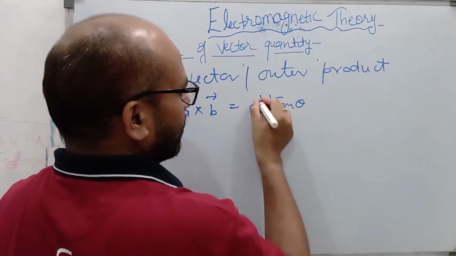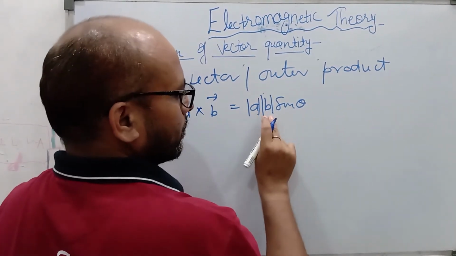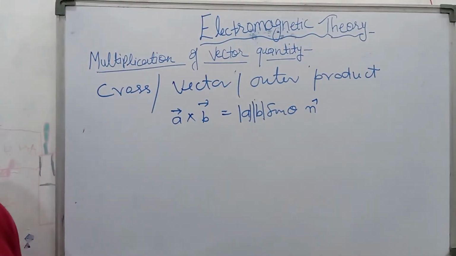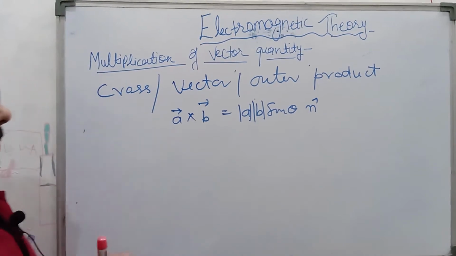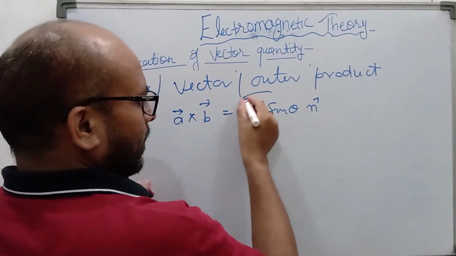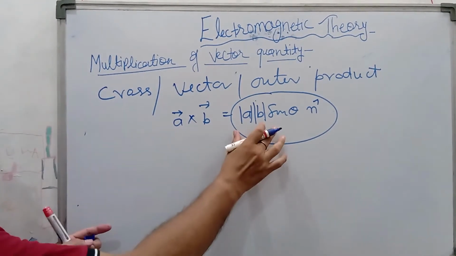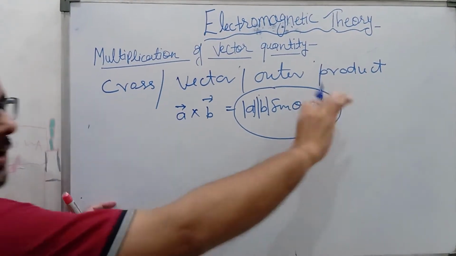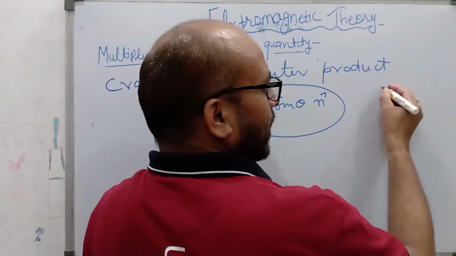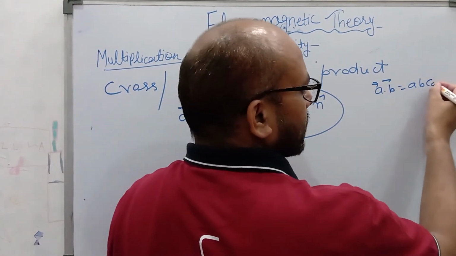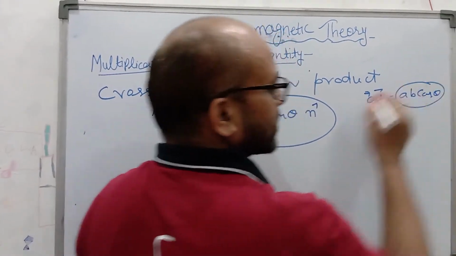Mod of A, mod of B and n cap. Here n cap is the direction, because the resultant product is a vector quantity. But in the dot product, A dot B equals AB cos theta, so this quantity is a scalar quantity.